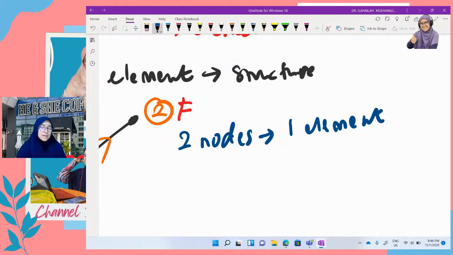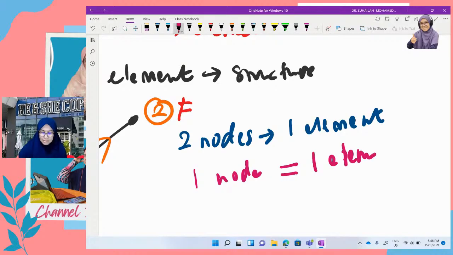We cannot get one element consisting of three nodes. It always goes like this: two nodes, one element. One node cannot be an element. One node, is it equal to one element? No. One node is not one element.